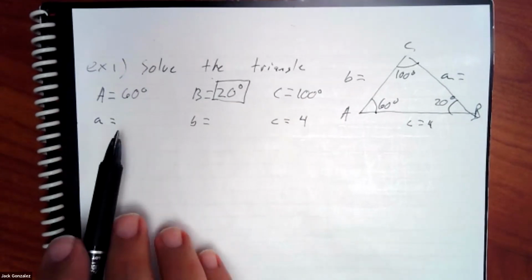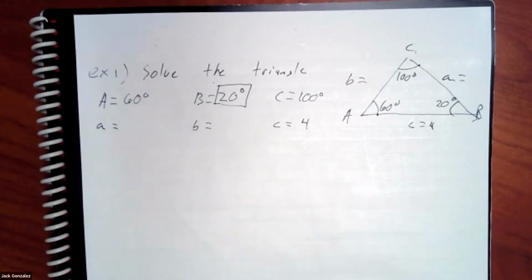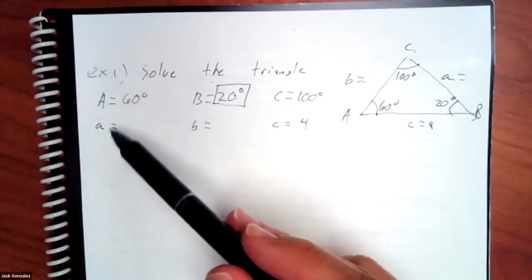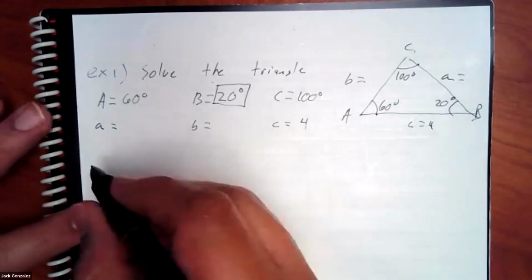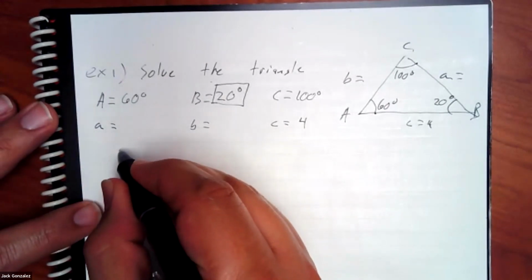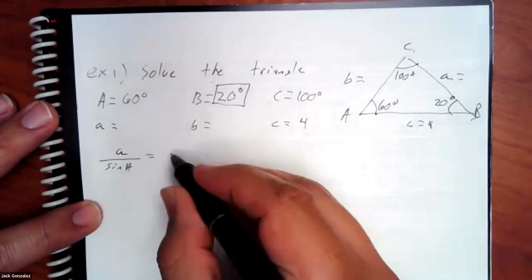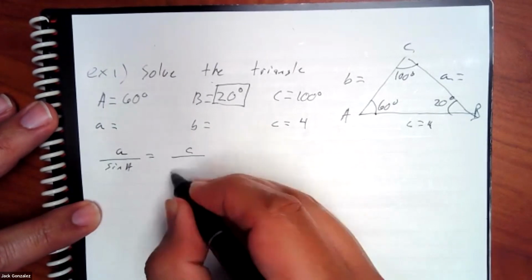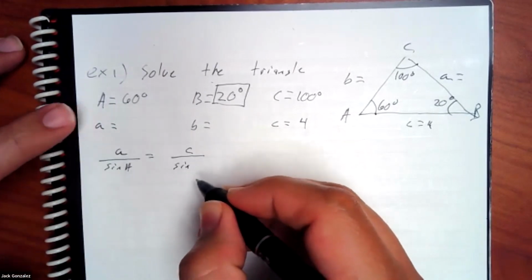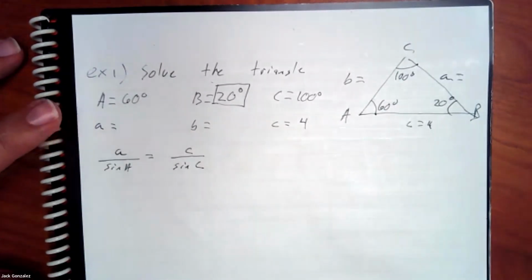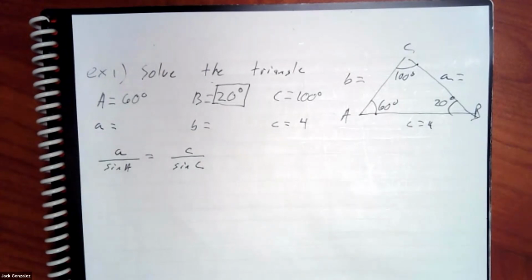Now, I need to find 2 more sides. So you cannot use Pythagorean at all. I'm going to set this ratio equal to this guy and solve for it. So a over sine A is equal to c over sine C. So solve for little a, because that's what I want, right? I do it in general that way. You plug in the numbers at the end like a formula.